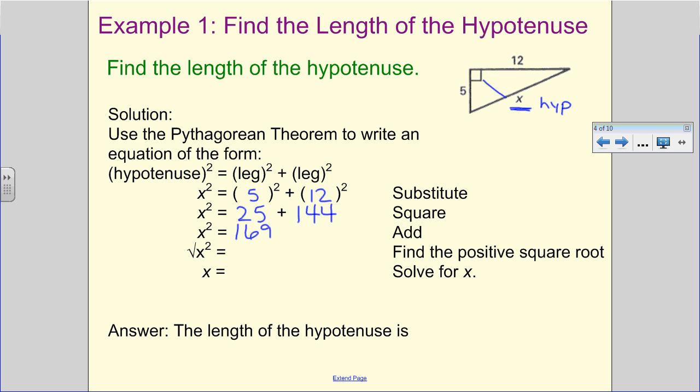Then you have to find the positive square root. We're finding a length. And so we have to keep in mind that our final answer is always going to be positive. So we take the square root of each side. So the square root of x squared, we take the square root of 169. And when we do that, we get x is equal to 13. So the length of the hypotenuse is 13 units. I don't know whether that's feet, inches. They didn't label the side. But I know that it is 13 units.